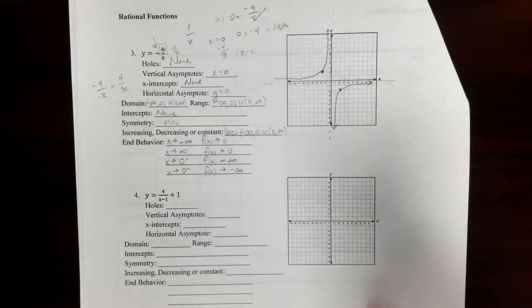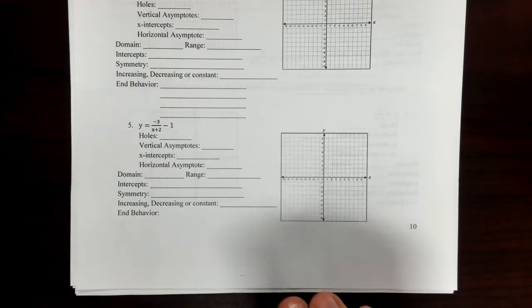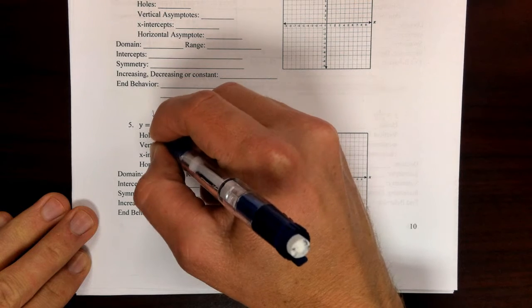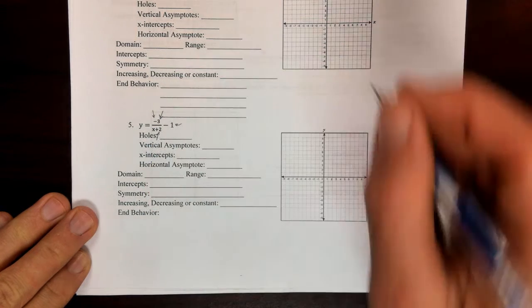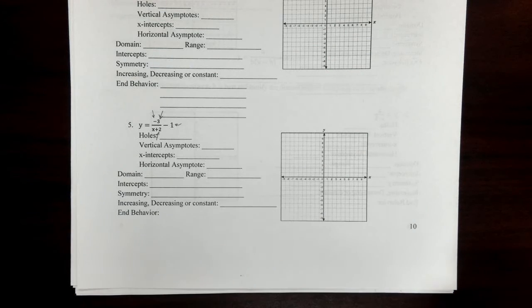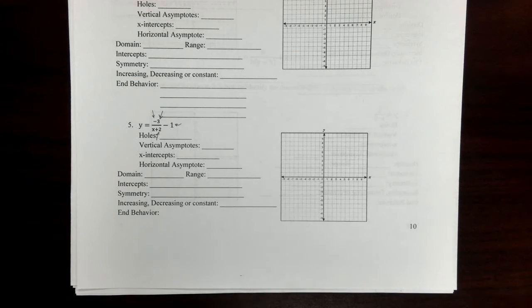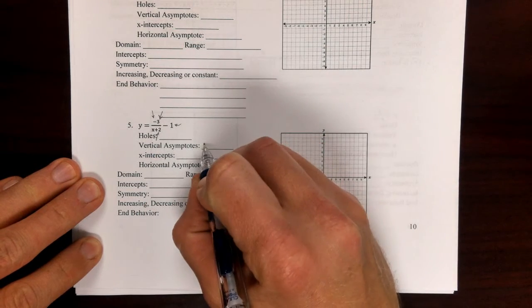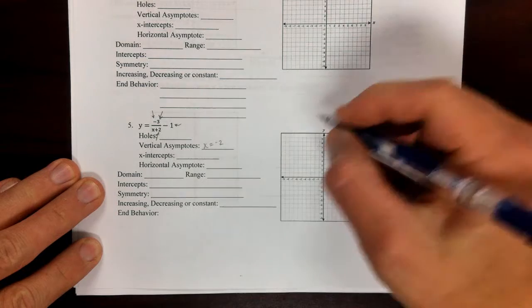All right, let's look at number 5. Number 5, I can see I have a transformation, a transformation, a transformation, and a transformation. So this is going to be a totally different graph. So as always, like I said, let's start with our asymptotes. I'm going to set the denominator equal to 0. I know my vertical asymptote is going to be at x equals negative 2.